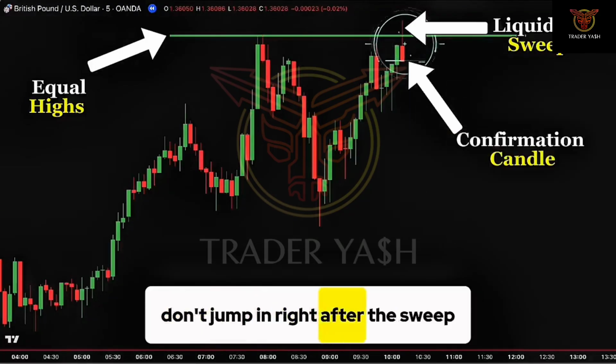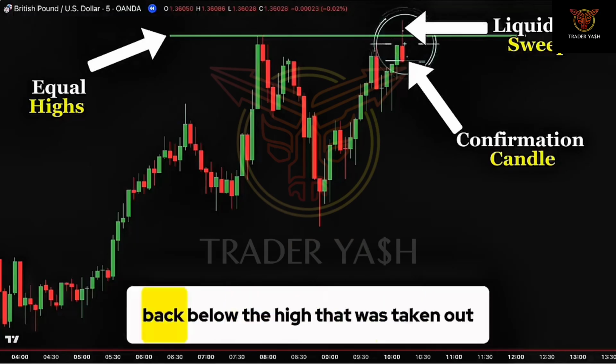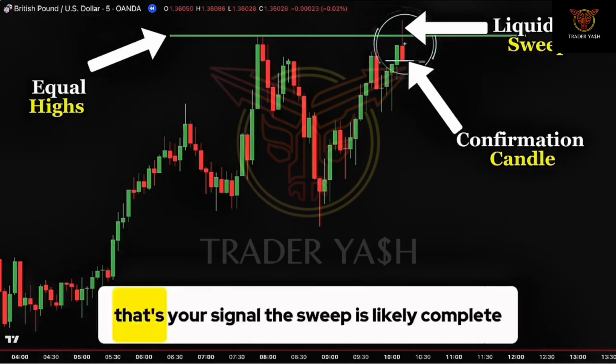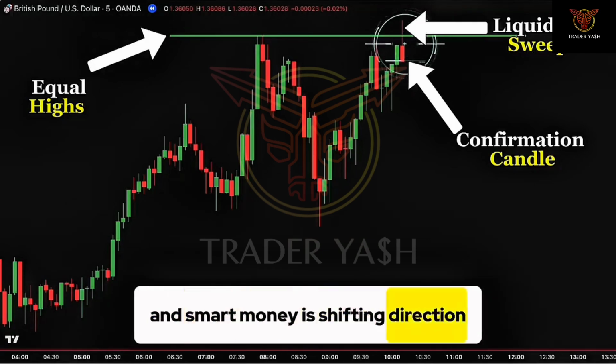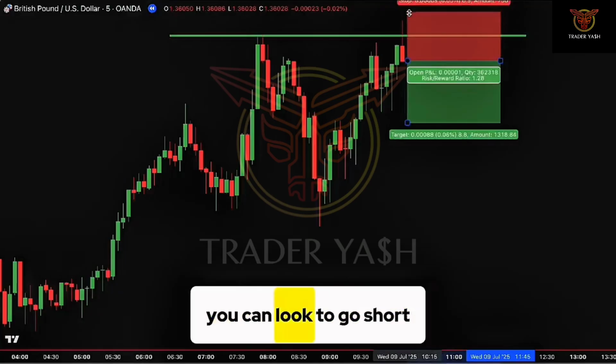Don't jump in right after the sweep. Instead, watch the candles. You want to see price close back below the high that was taken out. That's your signal the sweep is likely complete, and smart money is shifting direction. Now it's time to enter the trade. Once you've seen that confirmation close, you can look to go short.